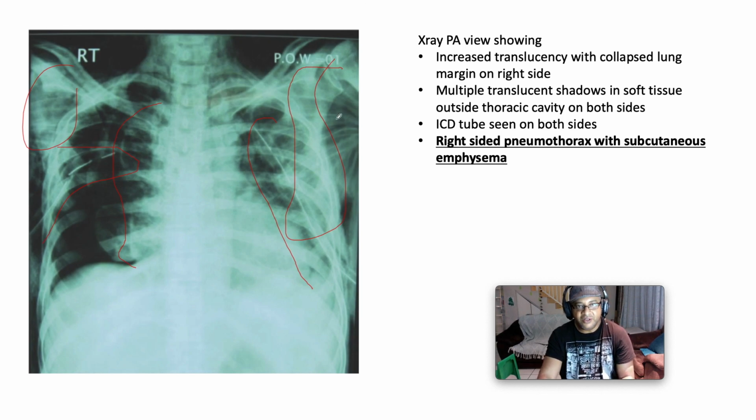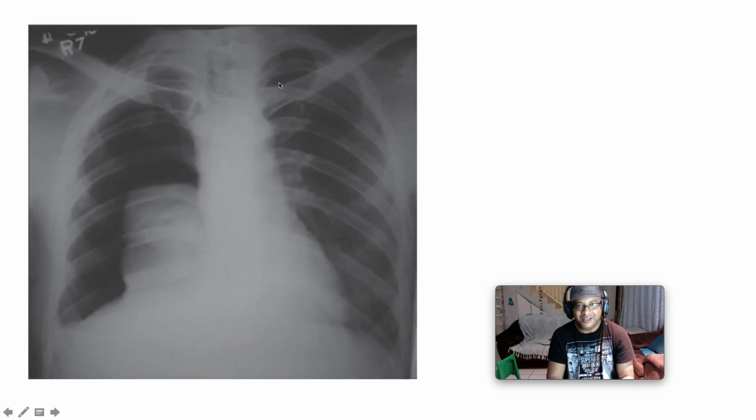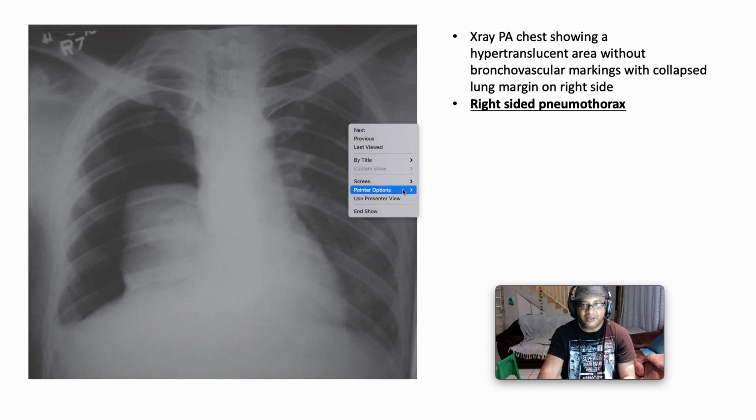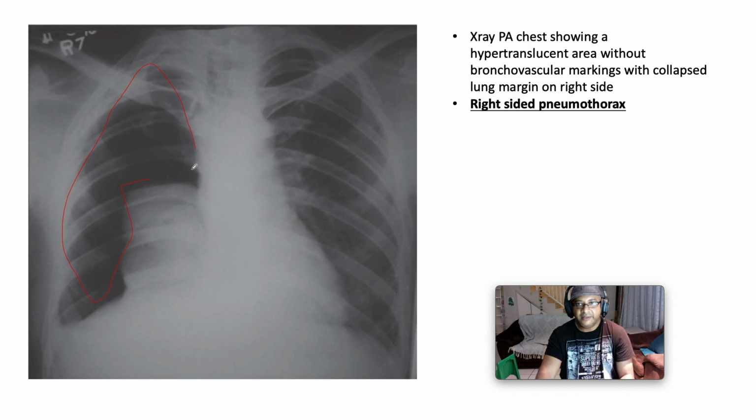So maybe this could be a chest tube, or it could just be oxygen tubing, or the tubing for the oxygen mask. All right, this is probably a little bit more obvious. You can see here a massive pneumothorax together with a collapsed lung on the right, and that's a right-sided pneumothorax, right?